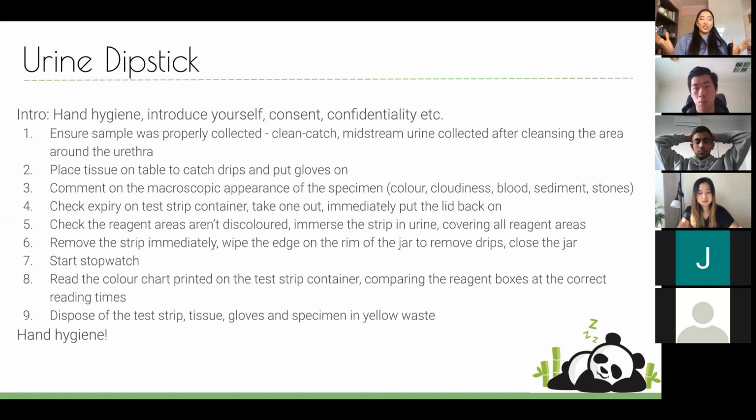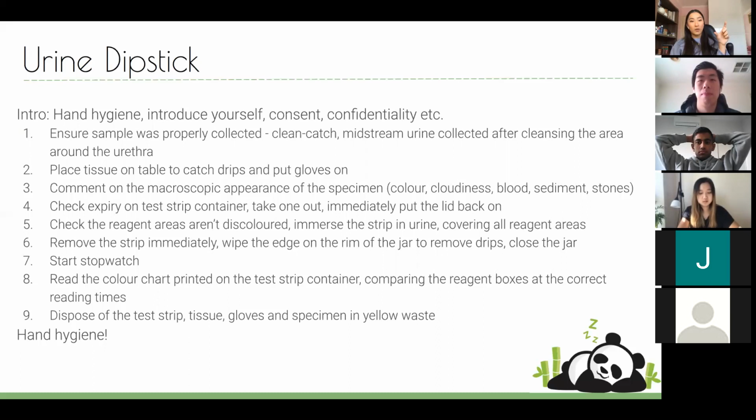The last thing is the urine dipstick. So this is the method. I have listed it out here. You'll learn it and you'll get to practice it, I'm sure. But essentially, there's a couple key points. Hand hygiene, put your gloves on, because you don't want to get that on your hands. You comment first on the macroscopic appearance. So before you even take the lid off, you look at it in the jug and you comment on the color, if it's cloudy, if there's sediment, if there's blood.